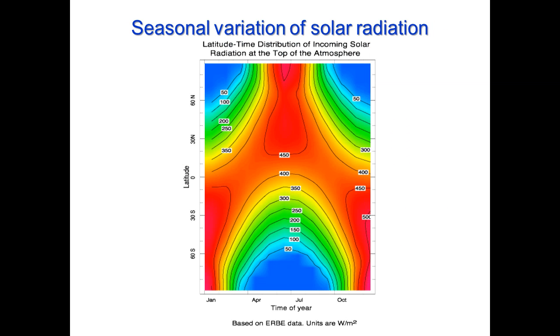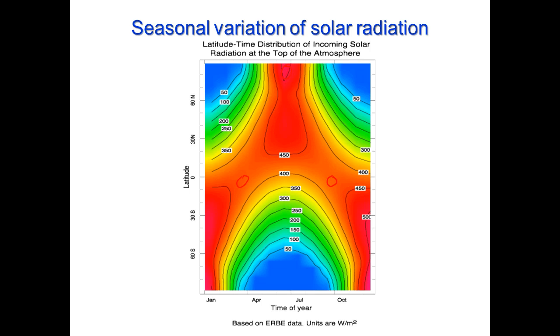This diagram shows the distribution with time of year and latitude of the total incoming solar radiation at the top of the atmosphere. Let's begin by looking at the equinoxes around the end of March here and the end of September here. We see that during the equinoxes, solar radiation is distributed fairly symmetrically in latitude about the equator, dropping off toward both poles.